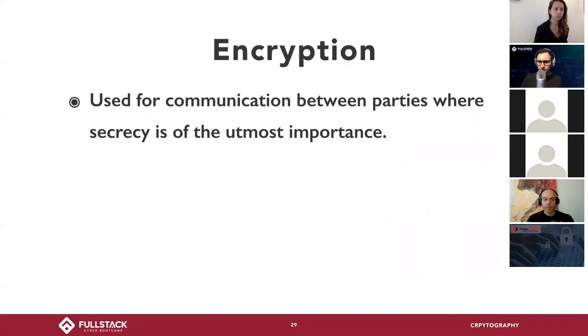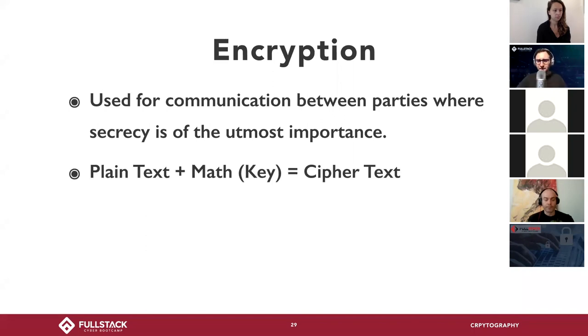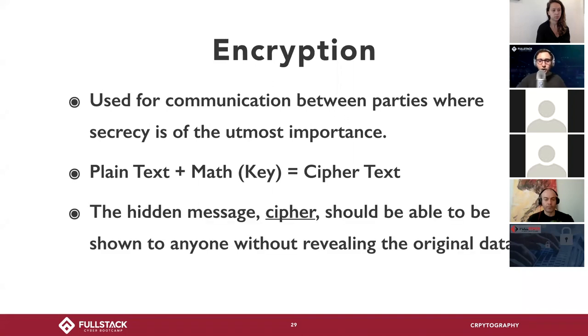And here's the idea with encryption. We take some message, and we're going to refer to that message as plain text. With this plain text, we combine it with math, and we create what's called the ciphertext. That ciphertext is the result of plain text plus math. Make sense? The ciphertext, the hidden text, should be able to be shouted as loud as you want at that party, and nobody should know what it actually means. Good encryption means nobody should know what that message means. It can be shown to anyone.